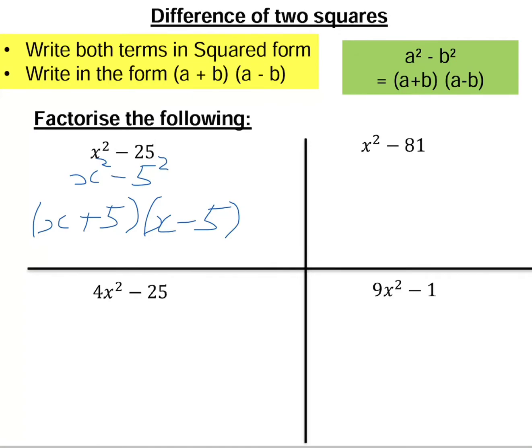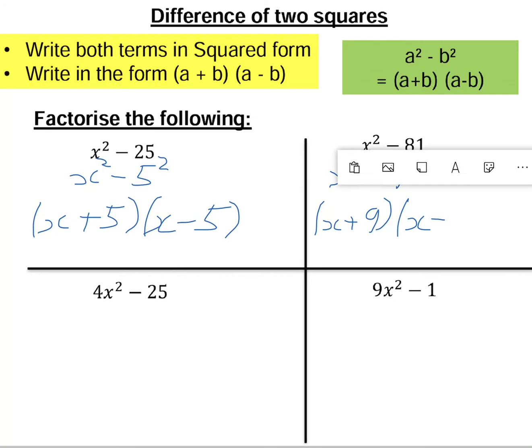Next one here, we have x squared minus 81. So remember, 81 can be written as 9 squared. So we'll have x squared minus 9 squared. Again, it's something squared minus something squared. So we can write it as x plus 9, x minus 9.